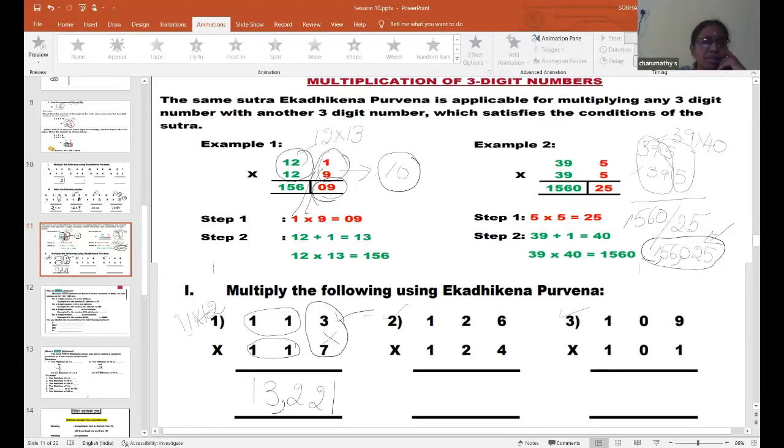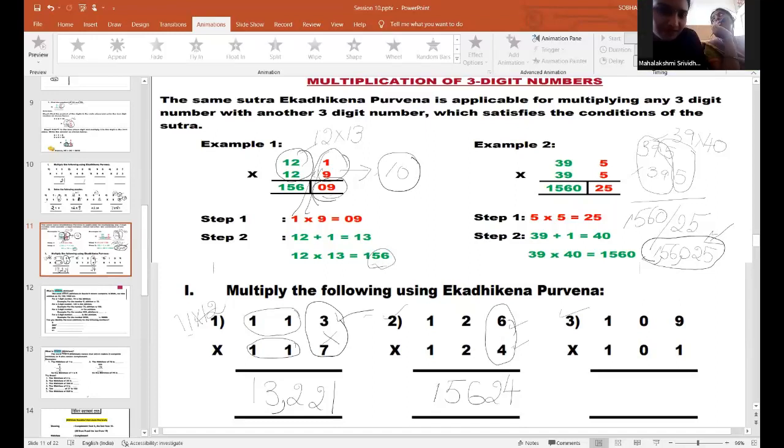The next one, teachers, is very simple. 15624. 6 fours are 24. And then as students, we can copy 12 into 13 from the above question itself, without doing it again. So it is 156. The answer is 15,624.